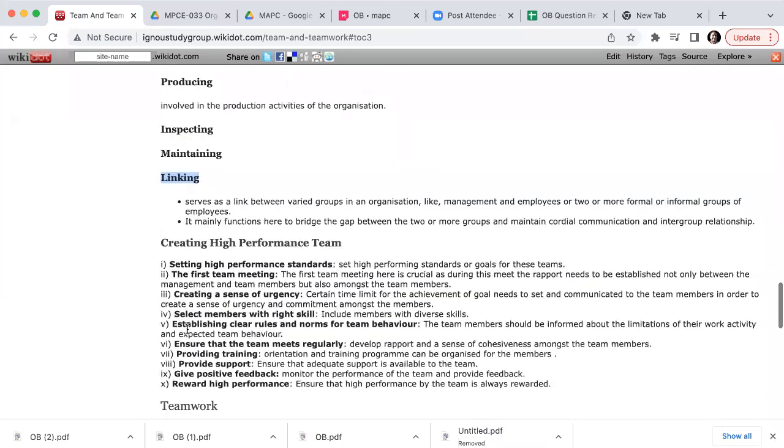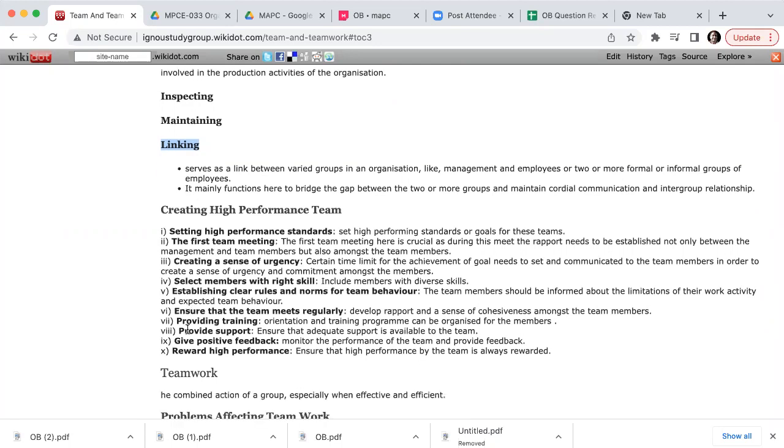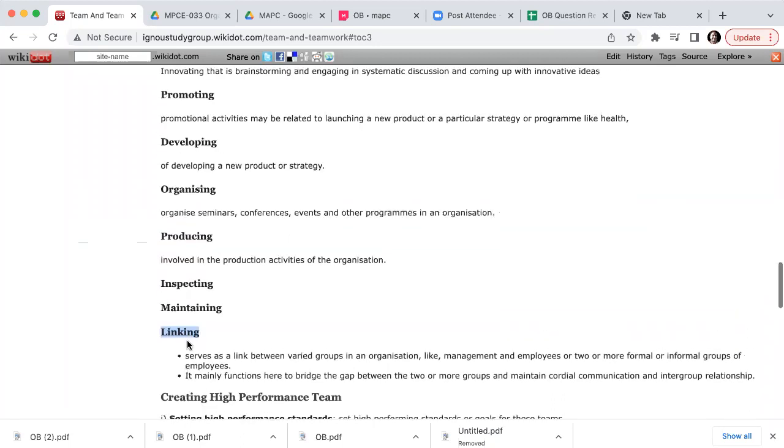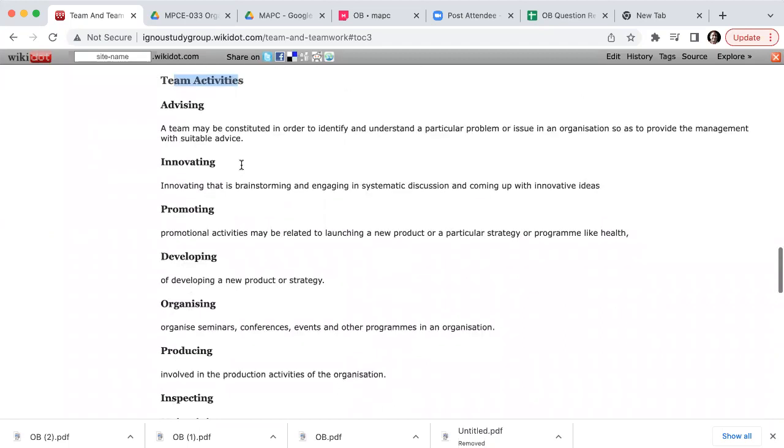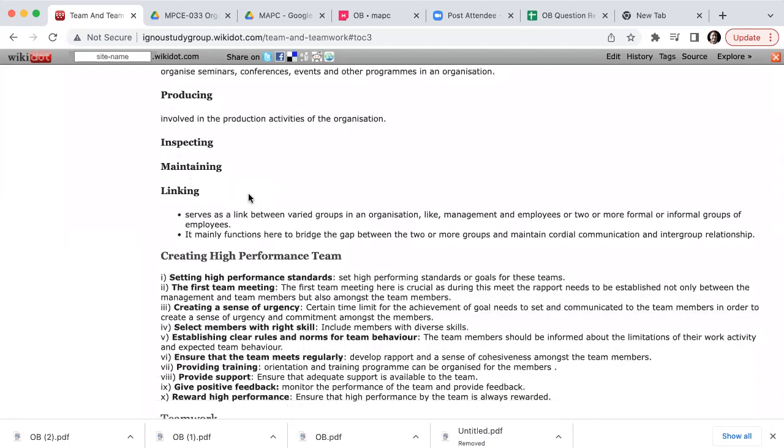Okay. So they are serving a function, doing the handshake between two different groups, basically. These are the people who are enabling that handshake. Okay, so this is what we learned, the various team activities, what a team typically does. That is what team activities are.